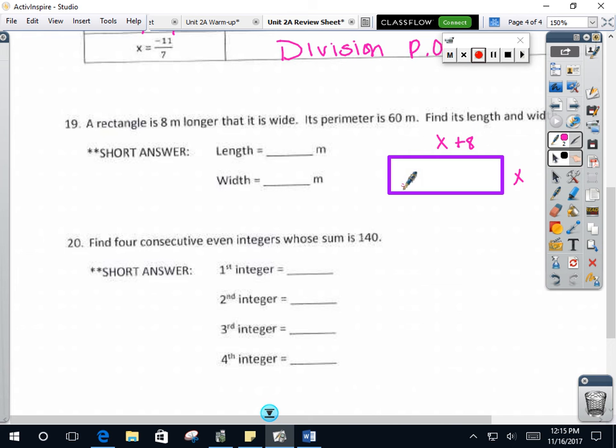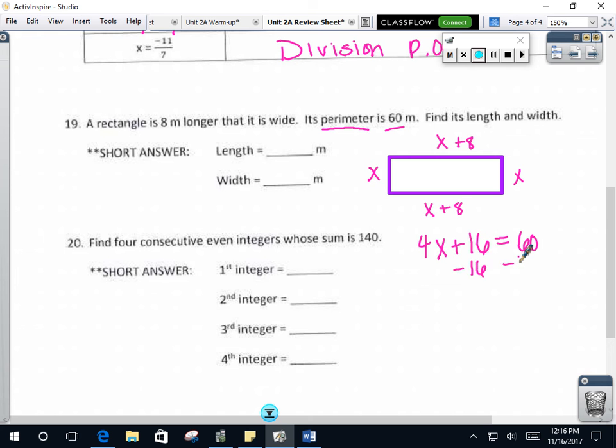Well, look, this is a rectangle. So if this side is x plus 8 meters, this side is x plus 8 meters. And if this side is x meters, then so is this one. And they're wanting you to find the perimeter, which is, how do you calculate perimeter of a rectangle? You add up all 4 sides. So add them all up and tell me what you get. 4x plus 16, and yes, you should equal that to 60 because that's what they've told us the perimeter is. Now to solve for x, what do I do?